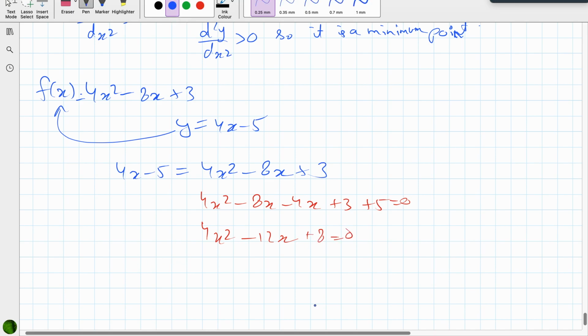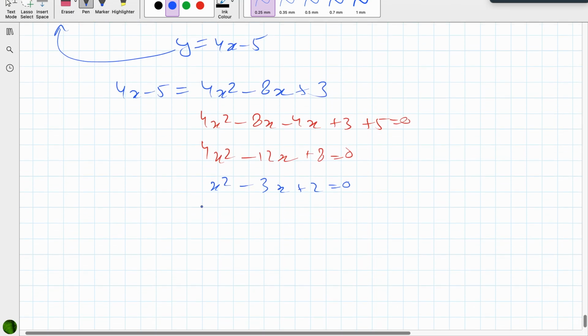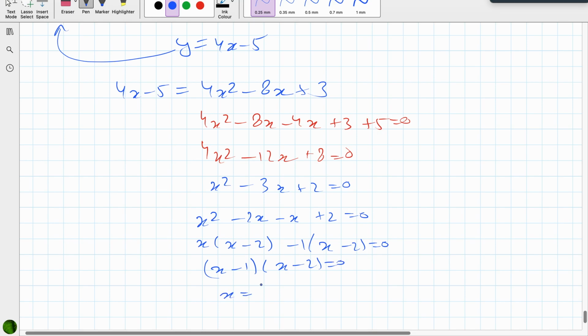We can divide all by 4. So x squared minus 3x plus 2. Going for middle term breaking, x squared minus 2x minus x plus 2, taking out common. So x minus 1 into x minus 2, and x is 1 and x is 2.